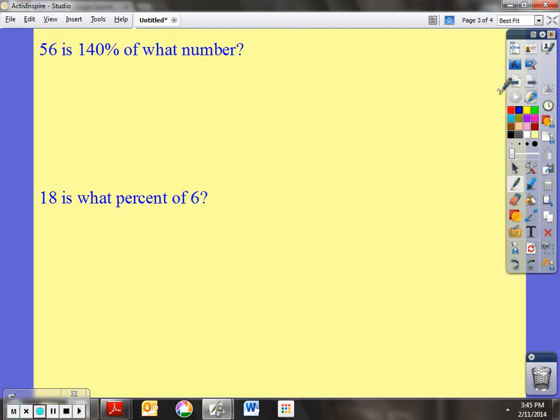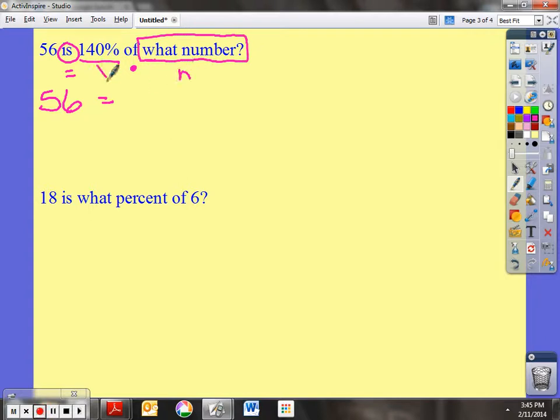56 is 140% of what number? Again, I like to solve these as equations. I know that "is" means equals. So I have 56 on one side, I have equals on the other. I have 140% "of" means times. What number? I don't know the number, so I'll call that n.